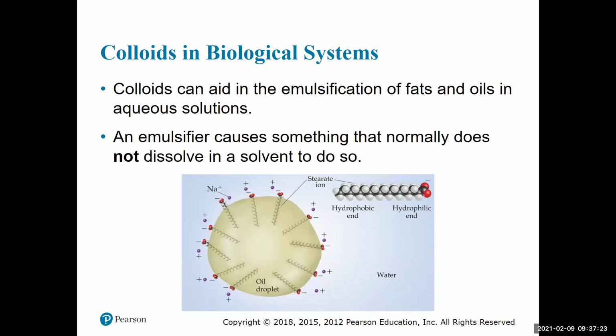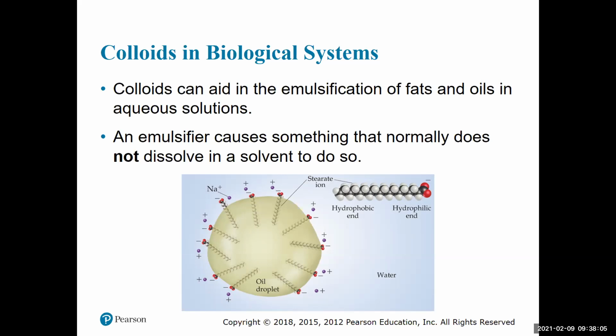You see colloids in biological systems, and that comes into play when we talk about emulsification of fats and oils in aqueous solutions. When we talk about emulsifying something, we're talking about something that normally doesn't dissolve, getting it to dissolve. And this goes back to that like dissolves like thing that we mentioned early on. And one of the things I'm hoping you remember is if we look at, in this case, we've got an oil droplet here, okay? The oil droplets are almost always nonpolar.